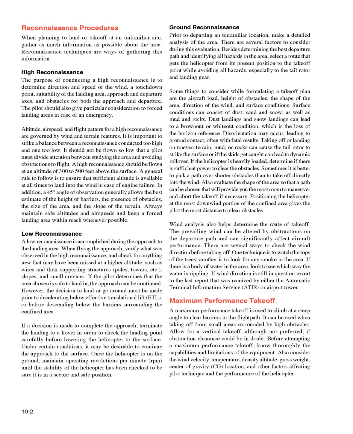Altitude, airspeed, and flight pattern for a high reconnaissance are governed by wind and terrain features. It is important to strike a balance between a reconnaissance conducted too high and one too low. It should not be flown so low that a pilot must divide attention between studying the area and avoiding obstructions to flight. A high reconnaissance should be flown at an altitude of 300 to 500 feet above the surface. A general rule to follow is to ensure that sufficient altitude is available at all times to land into the wind in case of engine failure.